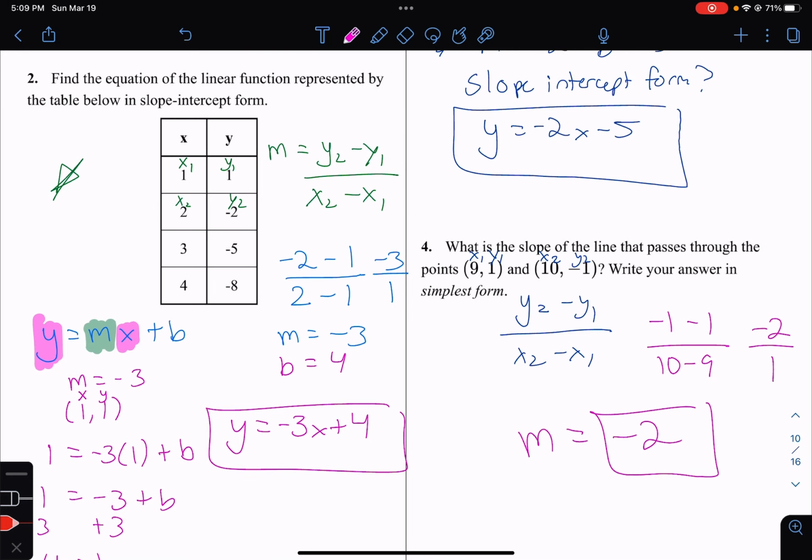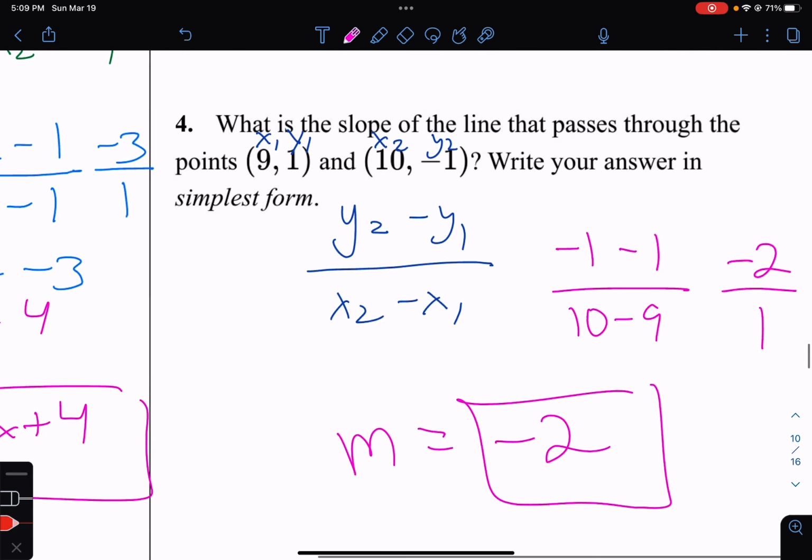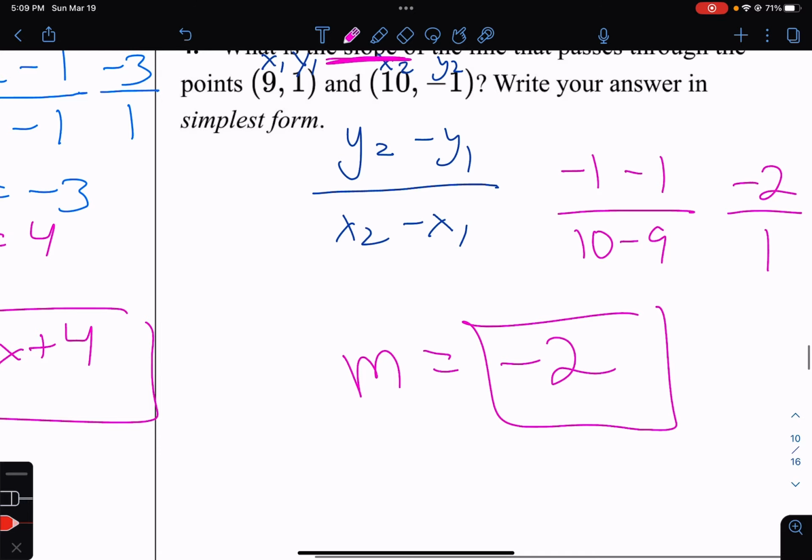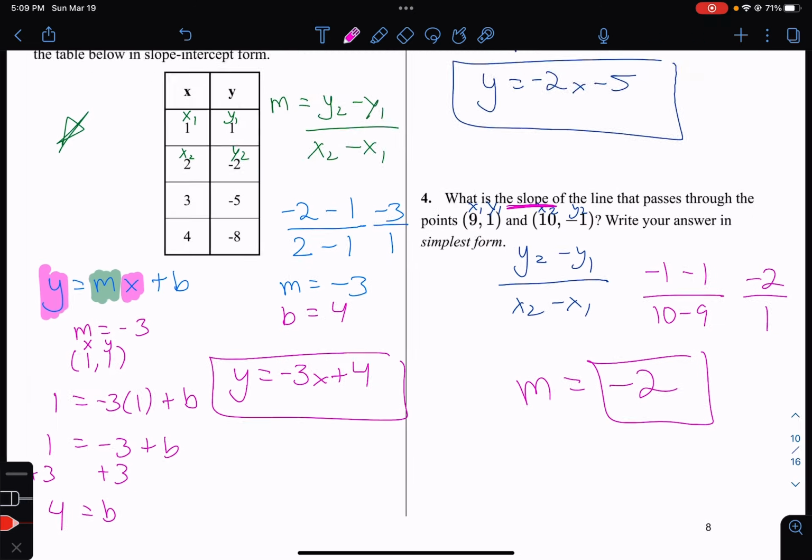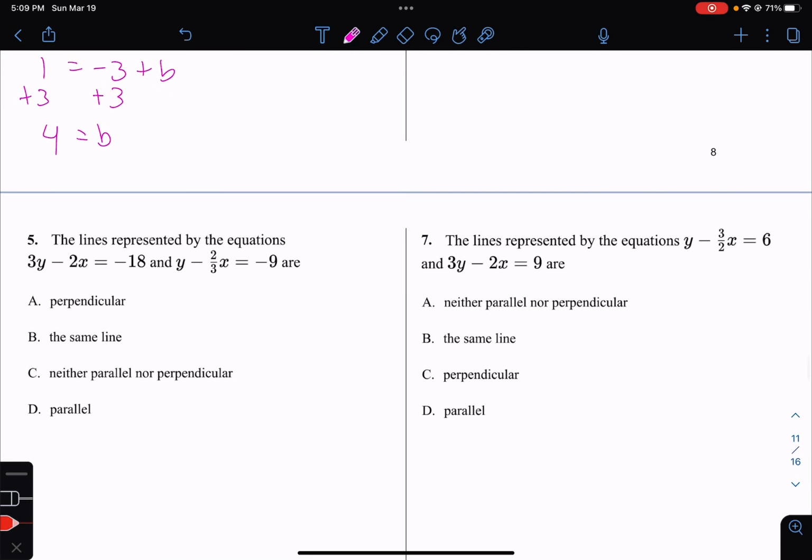Now, you have to make sure that you're careful of paying attention to what they're asking for. This one just asked for the slope. If they had asked for the equation in y equals mx plus b, we'd have to plug in m, plug in a point, and solve for b. But we didn't have to do that here.